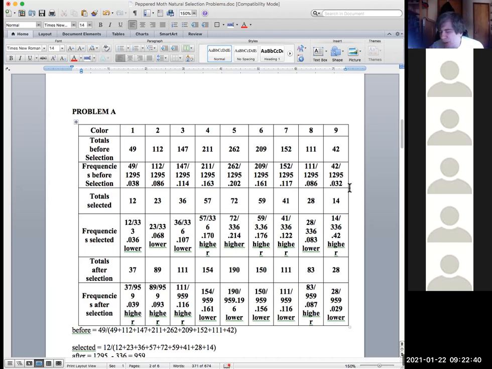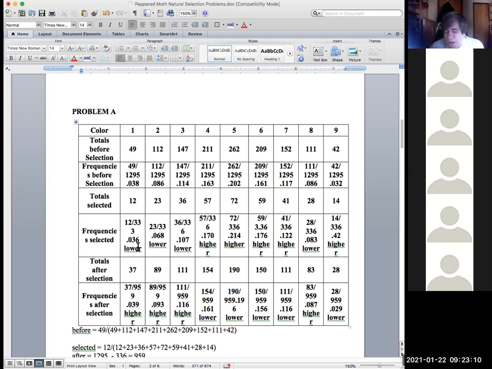So notice there's 2 basic ways to make your comparison. You can compare before selection with after selection, and you have to compare frequencies. You can't just compare raw numbers. That won't give you the correct answer necessarily. But if you compare the frequency selected with the frequency before, if this number is lower, that means the moths in that group have a higher chance to survive.